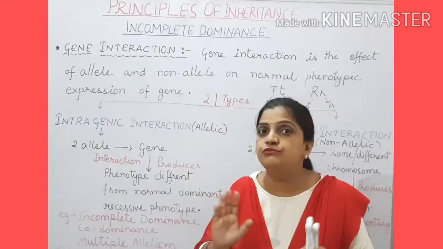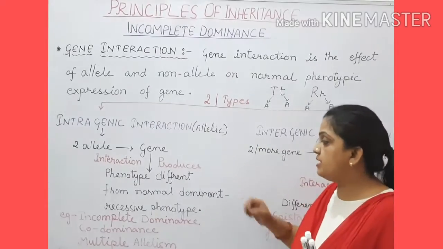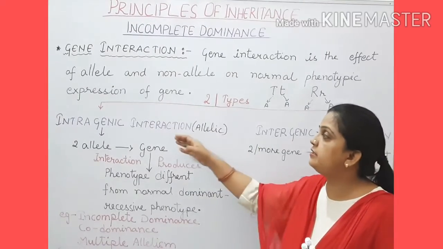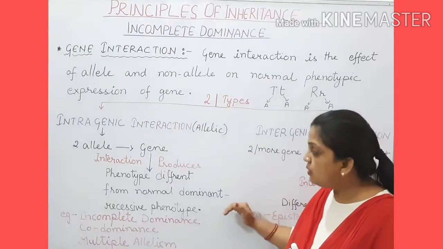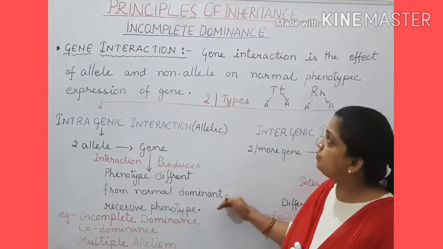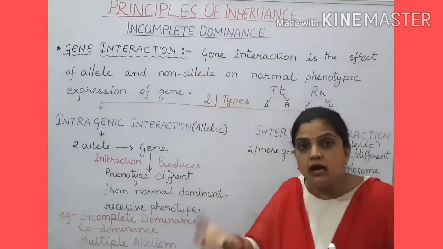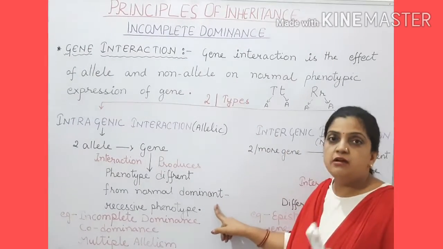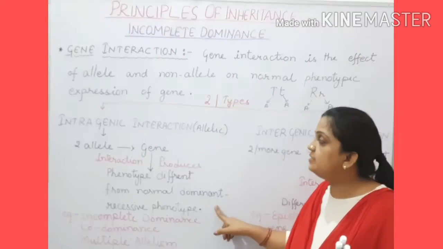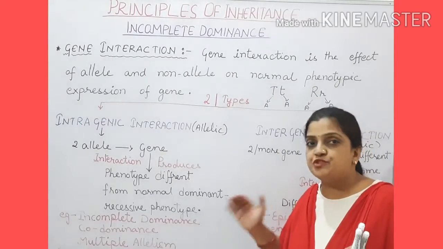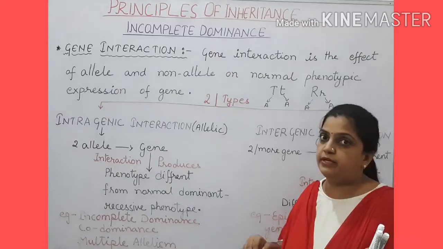It is not going to follow those rules. So it is saying over here intragenic interaction. And how is that? I'll be explaining just now in this topic, incomplete dominance, how the results differ from Mendel's results and why this is considered an exception to the Mendelian experiment.